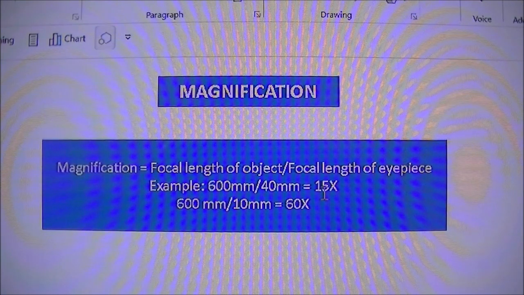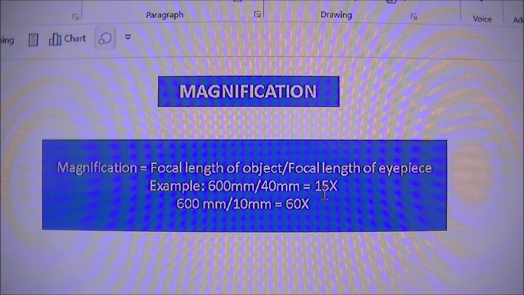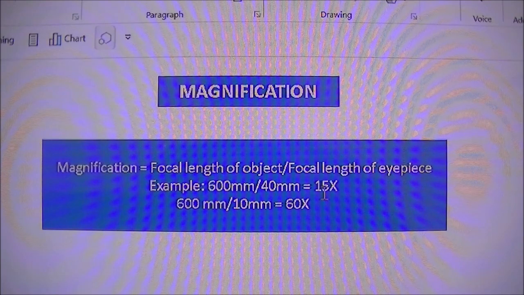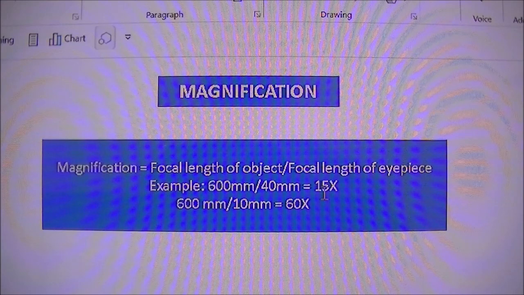Okay, here you can see the magnification details. I'm using the same parameters here. Magnification is equal to the focal length of the objective lens, that's the telescope lens, divided by the focal length of the eyepiece.